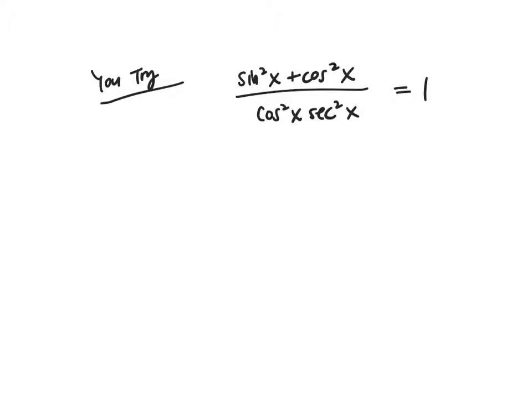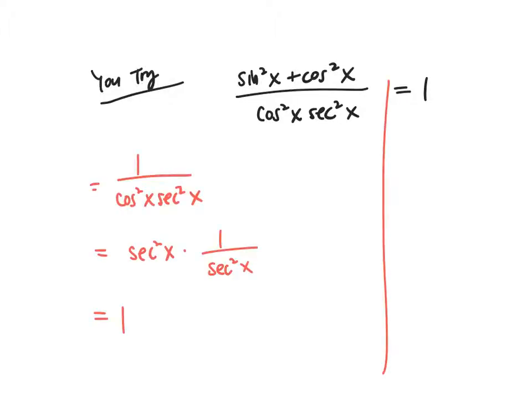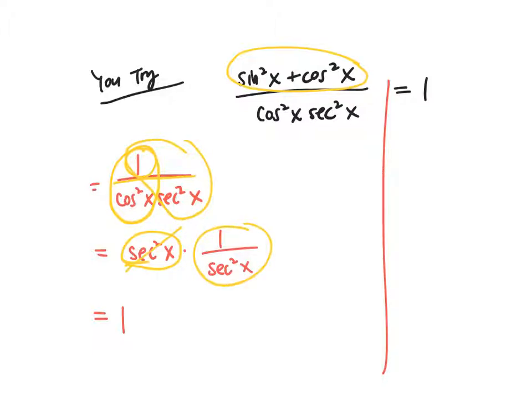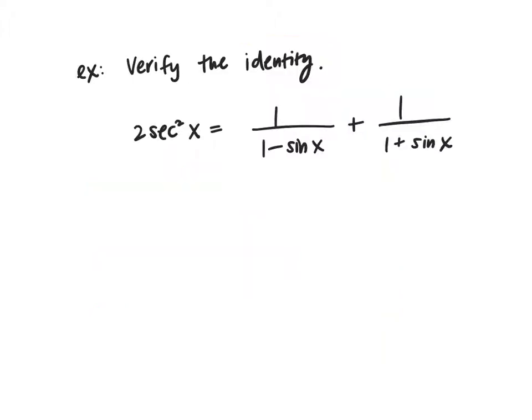Verify the identity. So here is one way to go about it. Sine squared x plus cosine squared x is equal to 1. And then I have 1 over cosine squared x over secant squared x. Well, 1 over cosine squared x can be rewritten as secant squared x. And I still have 1 over secant squared x. And these cancel out, giving you 1. All right, let's take a look at another example.